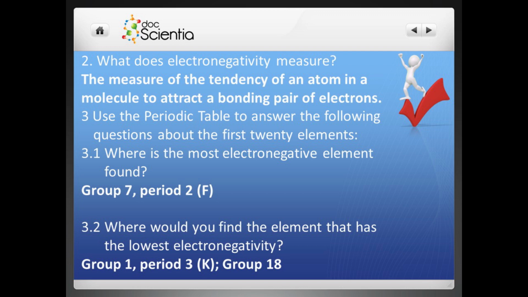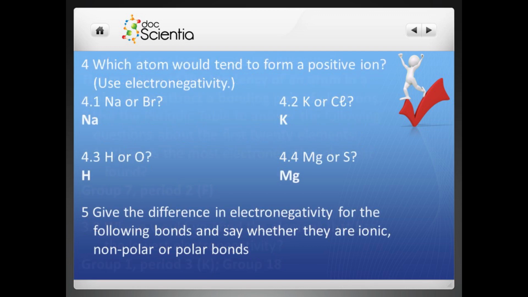And you could also have said group 8 because your noble gases obviously don't have an electronegativity. And yeah, the reason it's potassium and not francium and cesium here is because you are only looking at the first 20 elements. Which atom would tend to form a positive ion? Use their electronegativity. Sodium or bromine, it would be sodium. K or Cl, K. H or O, H. Mg or S, it's Mg.